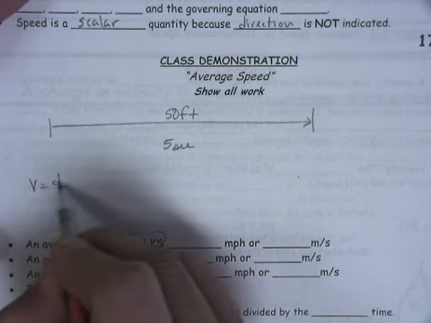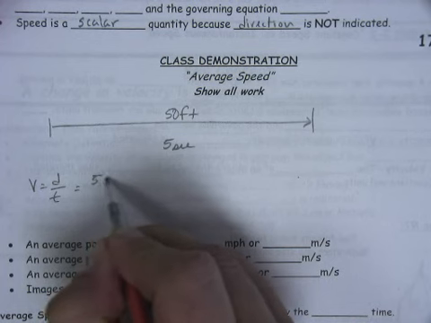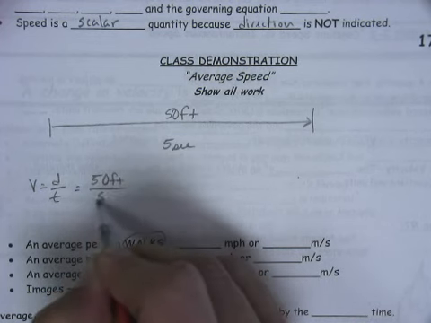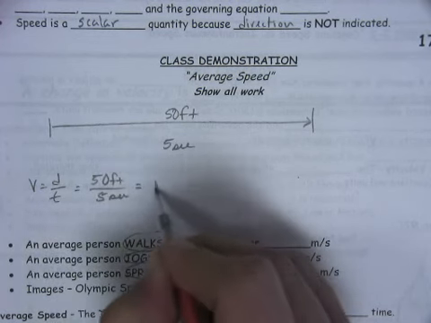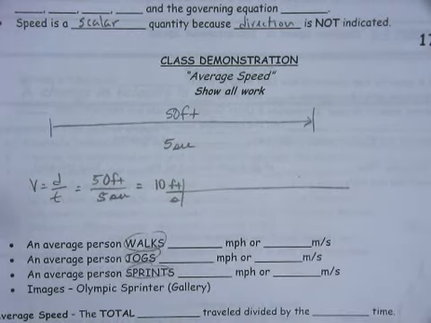So we rewrite the equation. Speed is equal to distance divided by time, and that would be 50 feet divided by 5 seconds. We divide that out and we get 10 feet per second. Now, I'm not real familiar with feet per second. If somebody asked me how fast did you travel along the road, well, 10 feet per second, I don't know how fast that is.